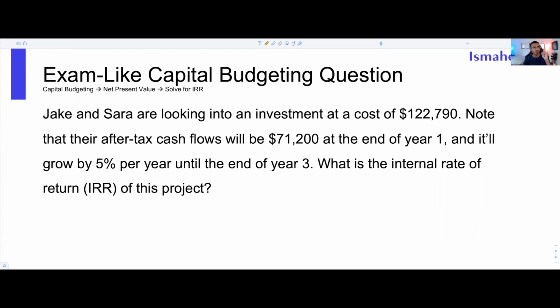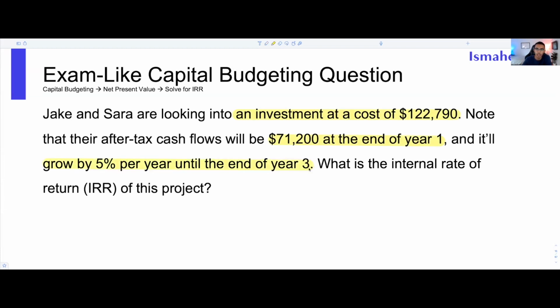So let's begin with the first instance of a solving for IRR question. In this case, we have Jake and Sarah, and they're looking into an investment. This investment has a cost of $122,790. And the after-tax cash flows of this project will be $71,200 at the end of year one, but that amount is going to grow by 5% per year up until the end of year three.